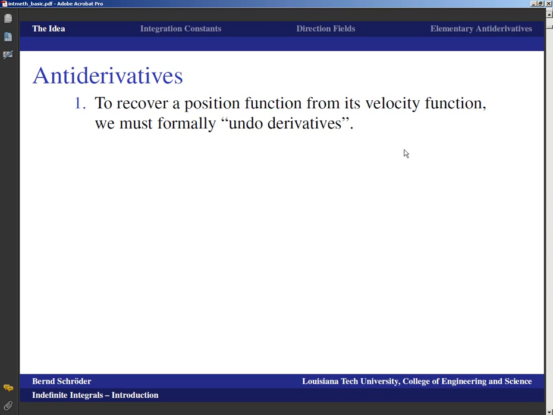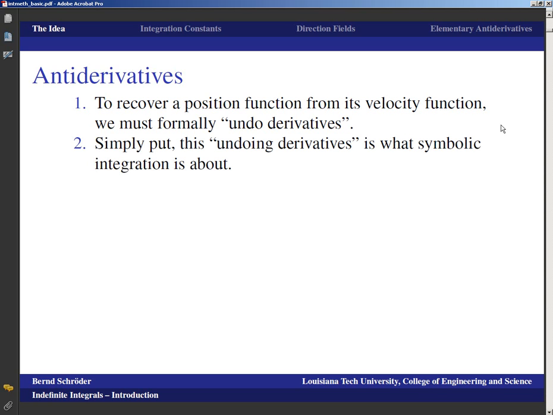So that kind of undoing derivatives, on one hand, is a good abstract problem to predetermine the course of, say, vehicles that are being launched into space, but also then to make adjustments as the vehicle continues to travel. So that means we need to undo derivatives. And simply put, this undoing derivatives is what symbolic integration is about.